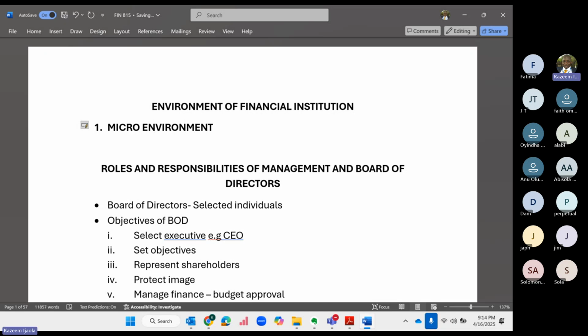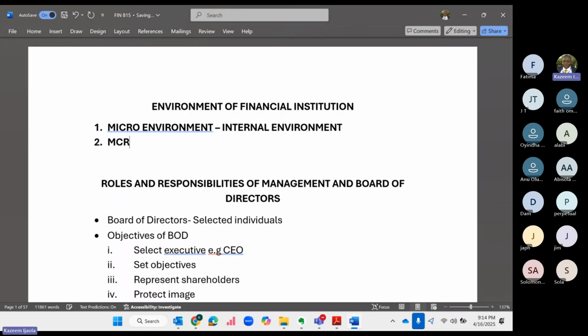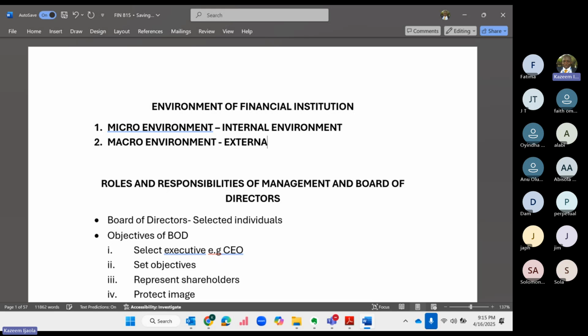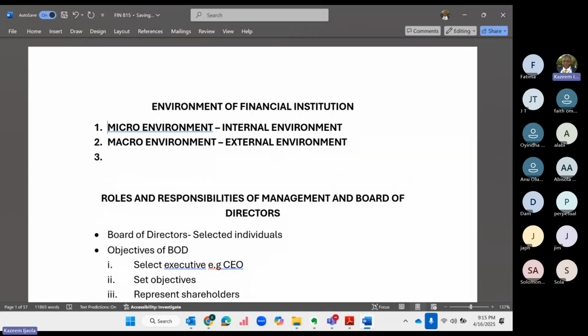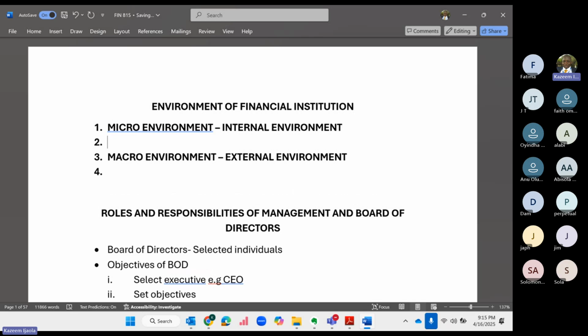So this micro environment is known as the internal environment. Then the second one is a macro environment. Under this macro, this is known as the external environment. So when we talk about micro environment, these are the business environments that are within the control of the entity. That is why we call them micro. So meaning you have power over them, you have control over them.